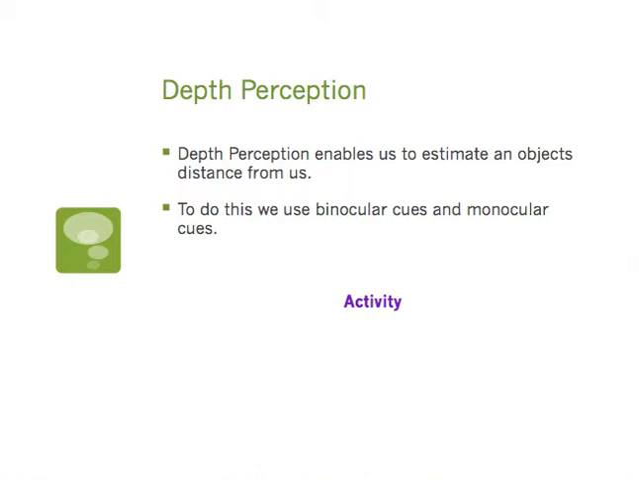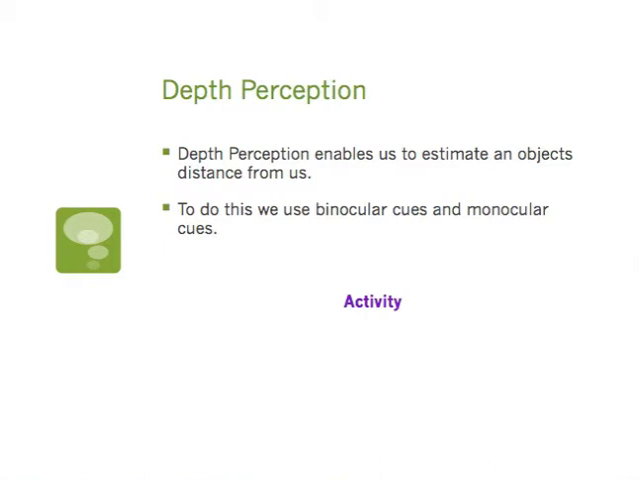To perceive depth, we use 2 types of cues: binocular cues and monocular cues. Binocular cues are depth cues such as retinal disparity that depend on the use of 2 eyes. Comparing images from the retinas in the 2 eyes, the brain computes distance. The greater the disparity between the 2 images, the closer the object. Monocular cues are depth cues such as interposition and linear perspective that are available to either eye alone.